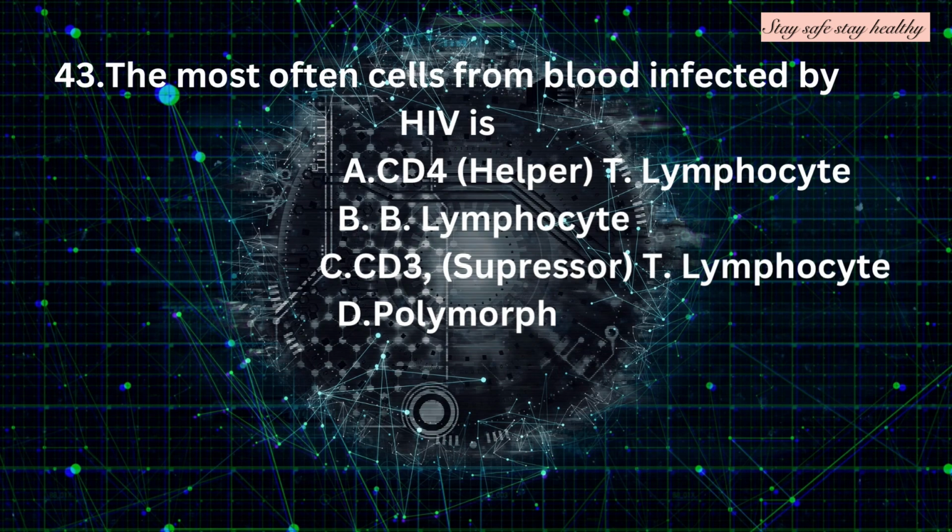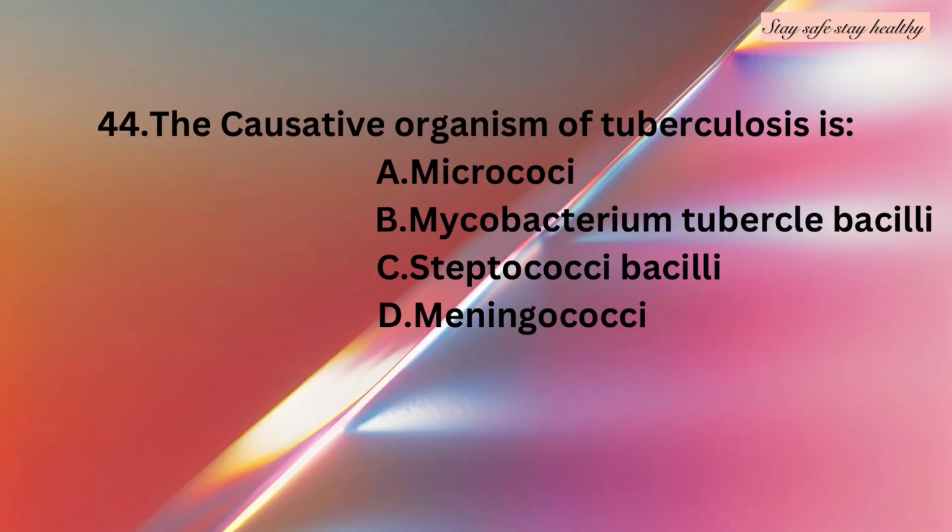The most often infected cells from blood by HIV are: A. CD4 helper T lymphocytes, B. B lymphocytes, C. CD3 suppressor T lymphocytes, D. Polymorphs. Guessed? Yes, it is A. CD4 helper T lymphocytes. The most common cells infected by HIV are CD4 cells, which are a type of white blood cells that are a part of the immune system. So they fight infections.